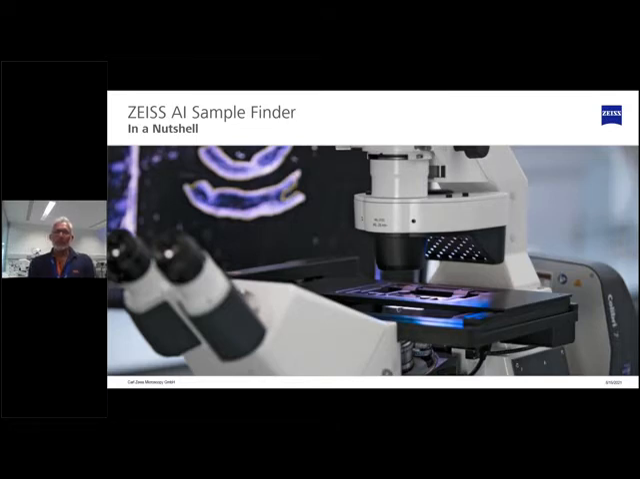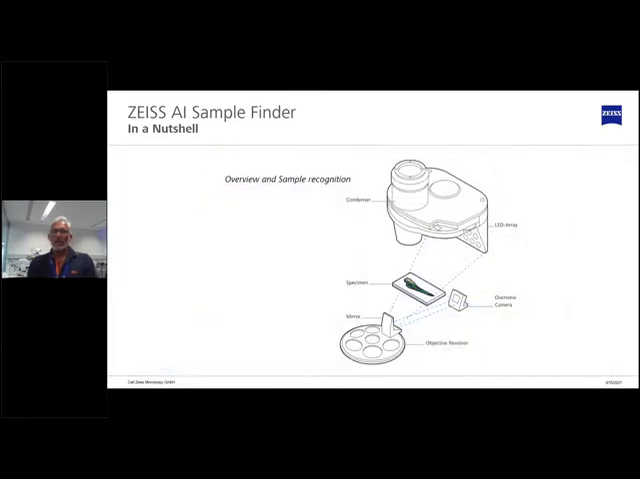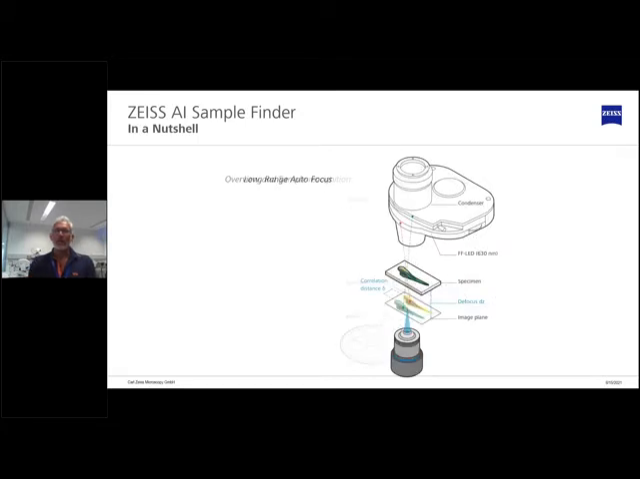Hidden from view is a mirror and an overview camera in the objective turret. And if we look at a schematic like this, it becomes maybe clearer than before. So we do have this LED array, we do have a sample. In the objective turret, we'll see this mirror. And at the back of your objective revolver, you have this sample camera or overview camera.